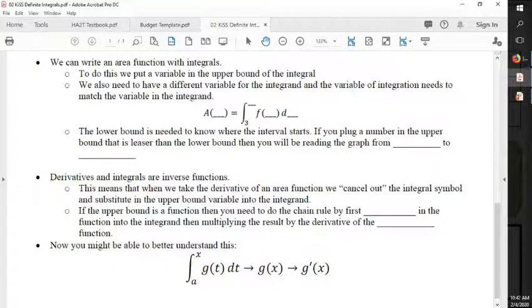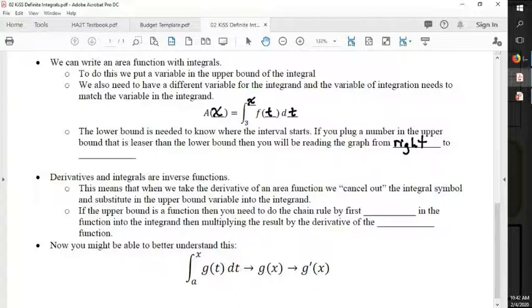So if I put x right here, this x the variable would be right here in the upper bound. For the integrand, we have to use a different variable, for reasons you will learn later. They just need to be different. The lower bound is needed to know where the interval starts. So this interval starts at 3. If you plug a number in the upper bound that is lesser than the lower bound, then you will be reading the graph from which direction? Right to left or left to right? Right to left. Okay, that's just kind of a review from up there.